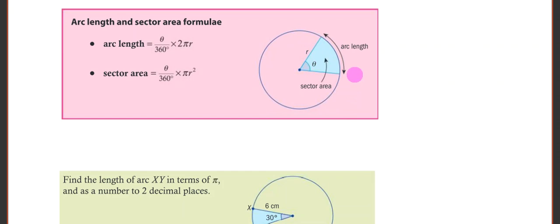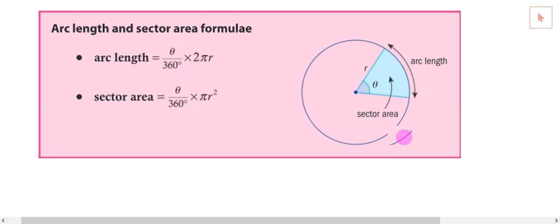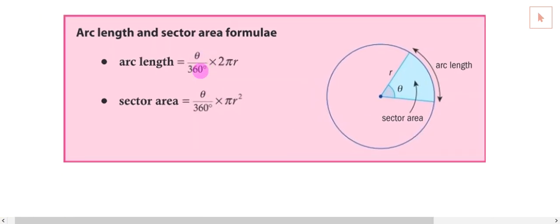I remember saying to you yesterday, a big part of this is just working out what fraction of the entire circle we're dealing with. If we can work that out, then we know what fraction of the circumference or what fraction of the area we're dealing with. You can see in the formulas, theta divided by 360. Well, that's what fraction of an entire circle. So that's one way of doing it.